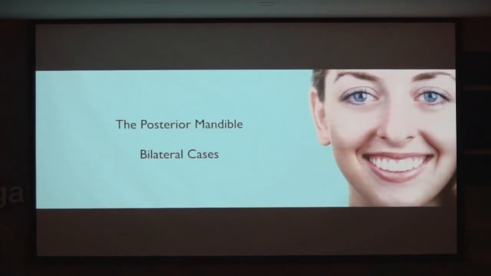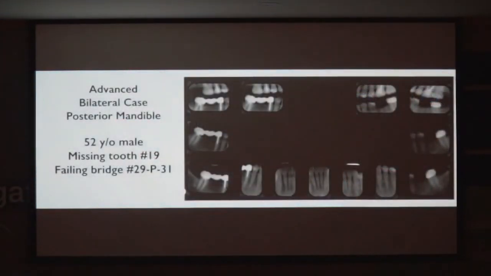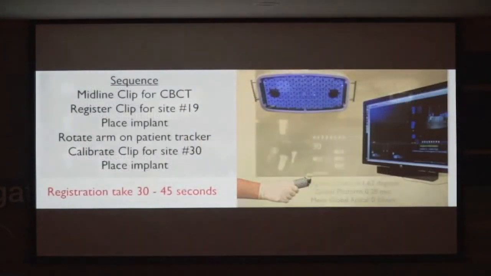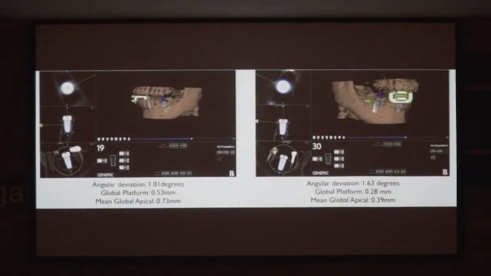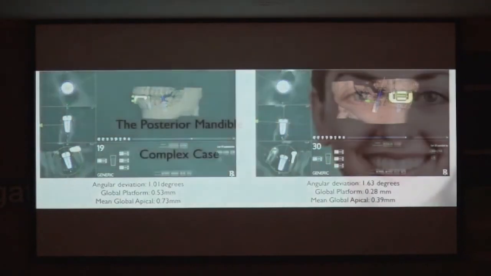So let's look at a bilateral posterior maxillary case, mandibular case. What do you do when you have implants on both sides? You can't put 2 X clips in. This is pretty straightforward. In the middle of the case, after you do one side, you recalibrate. Flip it over. That's all you do. And you saw me calibrate today. It takes about 30 seconds. And then you do the other side. And how'd I do? We did almost 1 degree, and then 500 microns, 700 microns, 1.6, 200 microns, and 39. So flipping it over doesn't affect it.